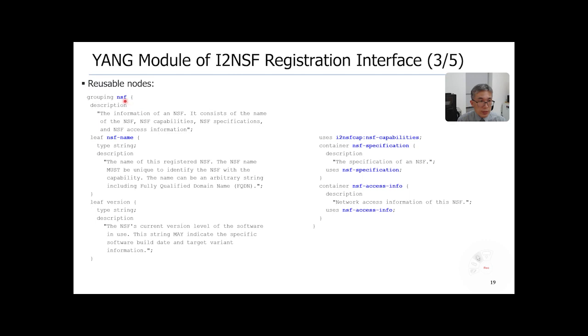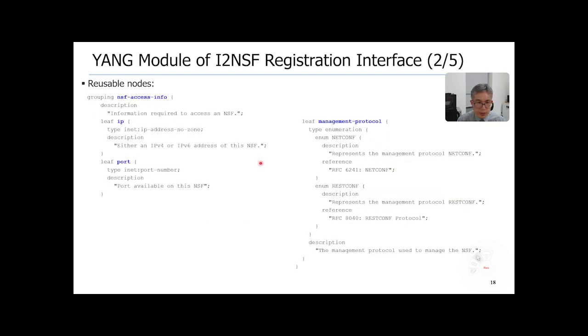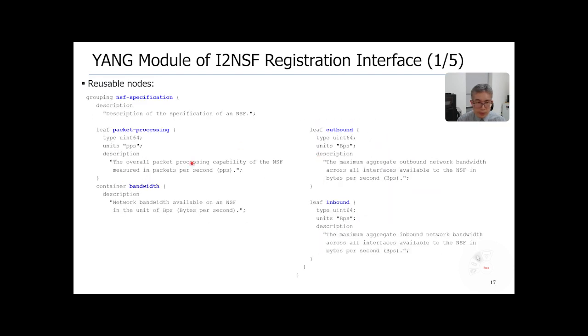And this grouping has the NSF name, version, and NSF capabilities. Also, it has specifications. We saw the specification previously, right? The NSF specification here, so we reuse it: packet processing and bandwidth.